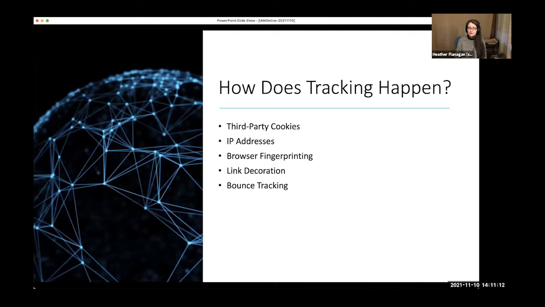Okay, so tracking. How does tracking actually even happen? We all sort of think we know, but I'm going to make sure that we've got some common baseline to talk about that. So: third-party cookies, and I'll talk a bit about what those are; IP addresses, these are a big deal, particularly in the higher education space; browser fingerprinting, link decoration, and bounce tracking.